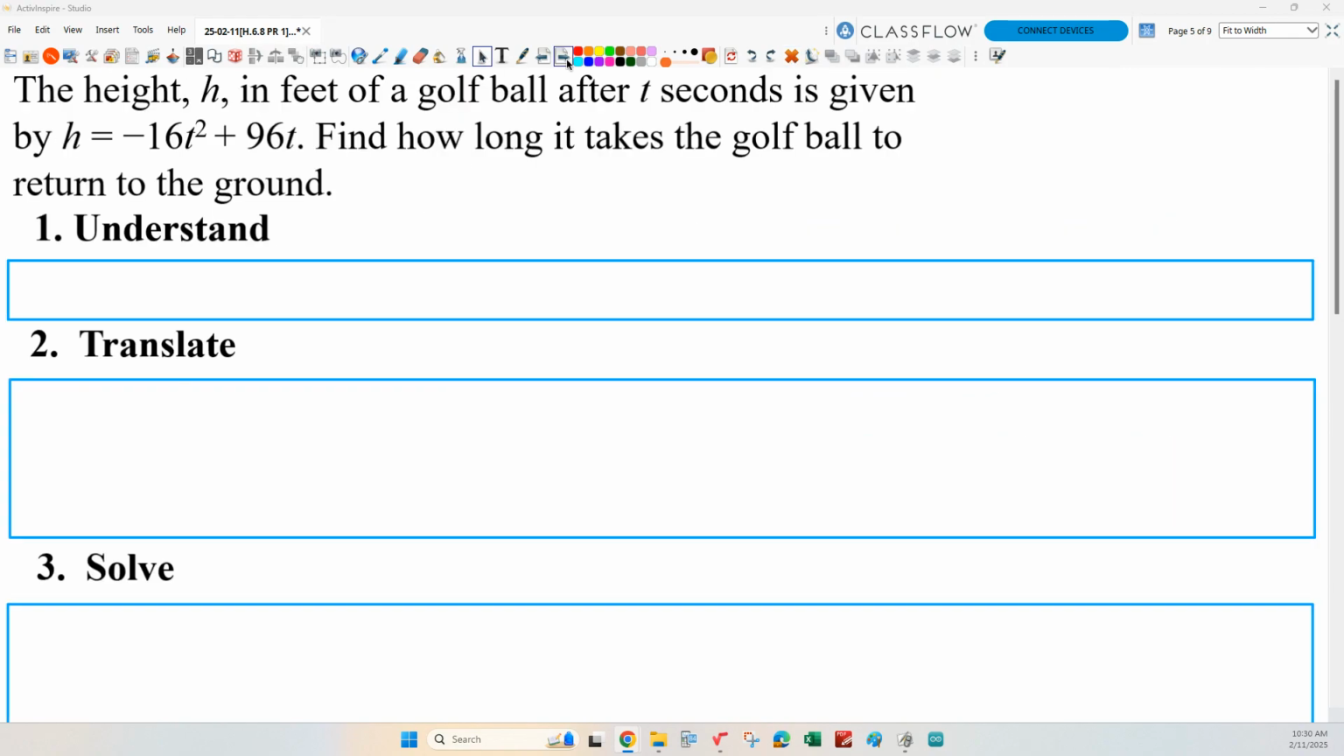All right, so now let's move on to some applications of these polynomial equations. Why have we been studying these? Well, so we can answer some interesting questions. Here's a good one. This is a physics problem, a projectile motion problem. The height h in feet of a golf ball after t seconds, after it's been hit, is given by this model: h equals negative 16t squared plus 96t. Find out how long it takes the golf ball to return to the ground.